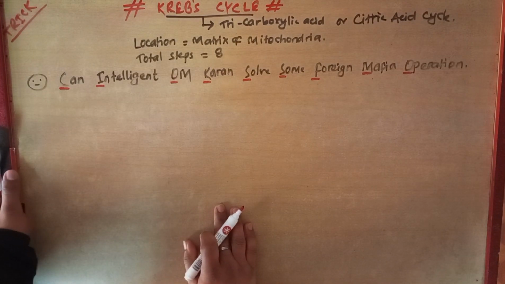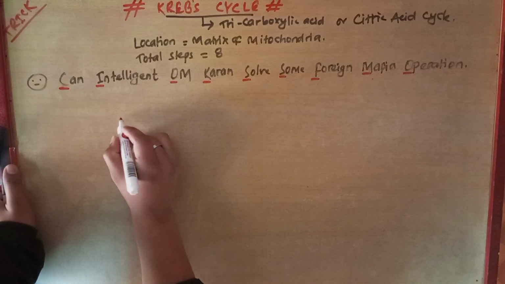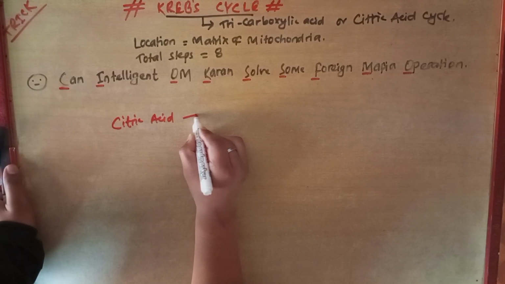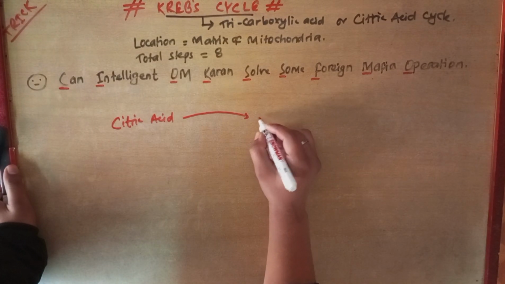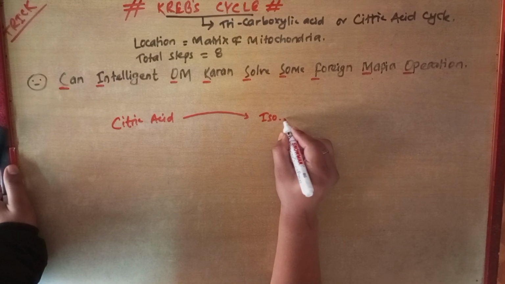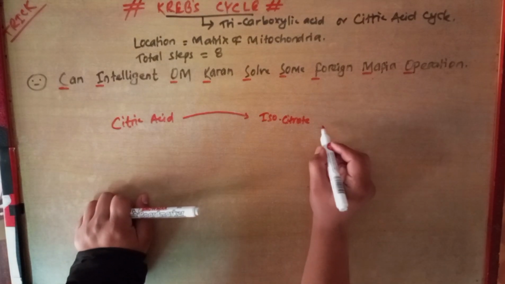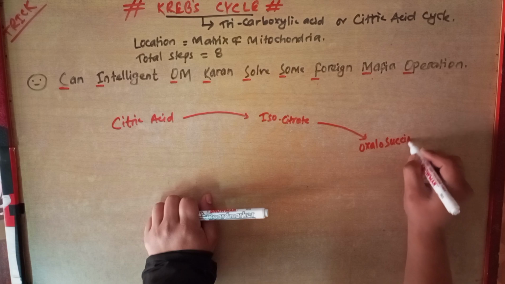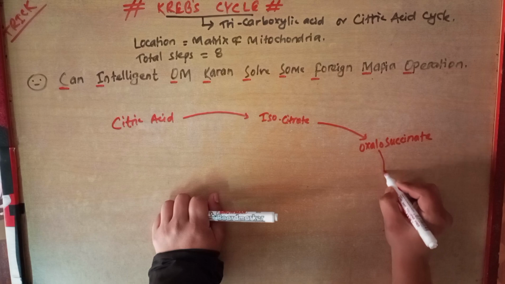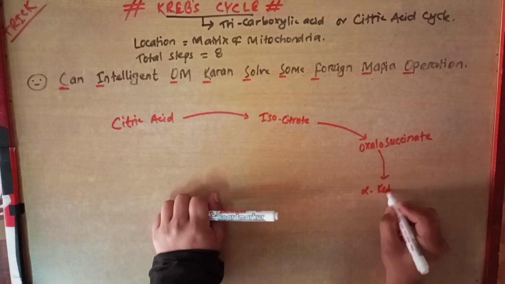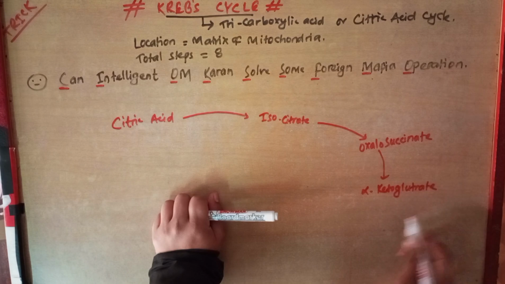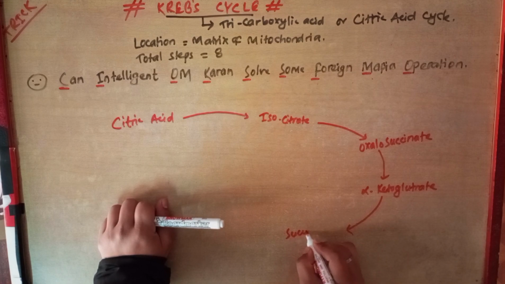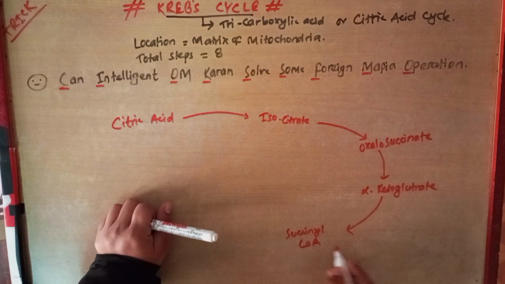Starting from C, we have citric acid. Then I means isocitrate, and then O means oxalosuccinate, and then K means alpha ketoglutarate, and then S means succinyl coenzyme A.